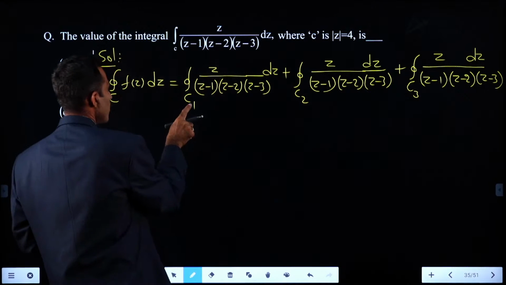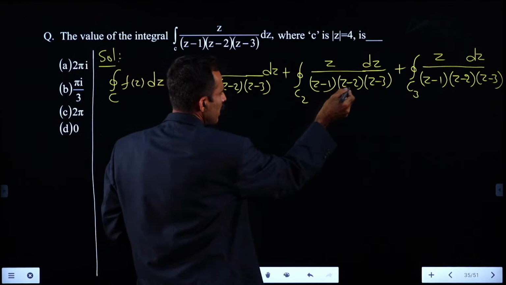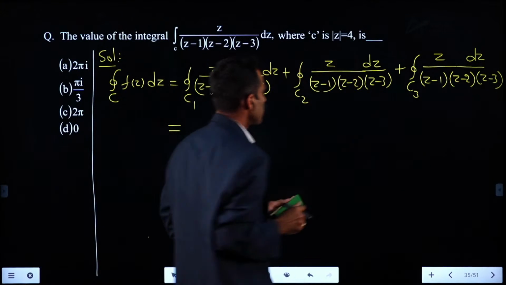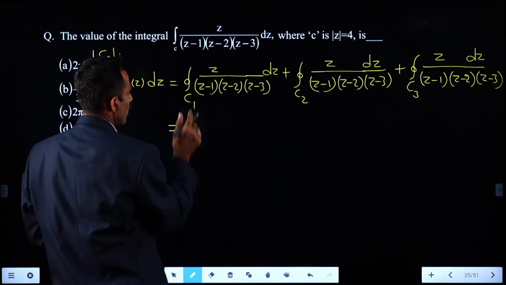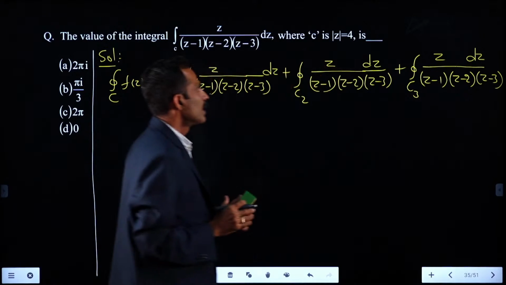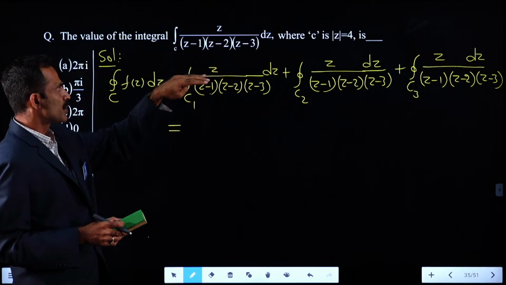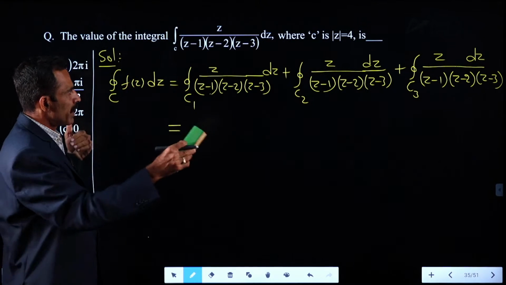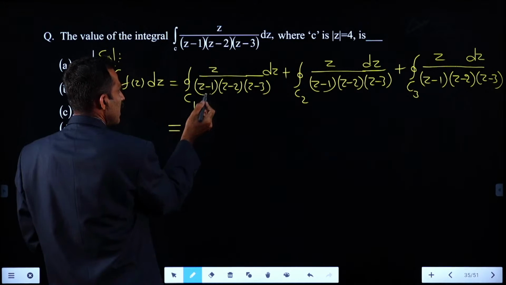Let us suppose C1 is a circle with center at 1, C2 is a circle with center at 2, C3 is a circle with center at 3. So C1 contains only one singular point, 1. C2 contains only singular point 2, C3 contains only singular point 3. So a diagram is not required. Because of 3 singular points inside the region, we are writing the integral as a sum of 3 integrals. Let us suppose C1 is a circle with center at 1.